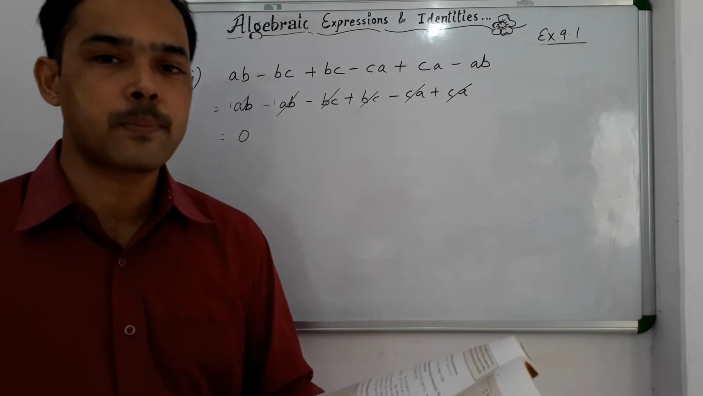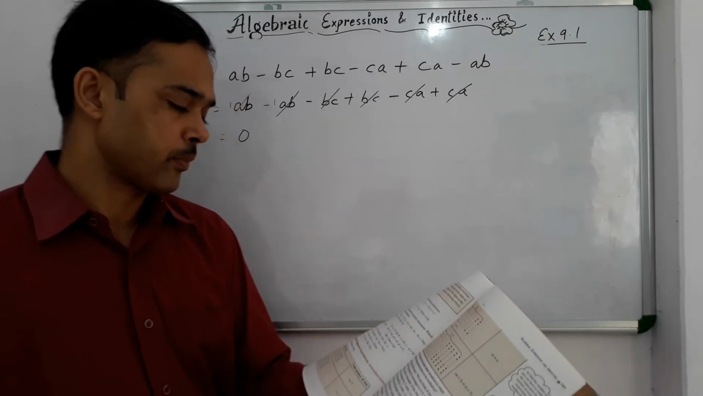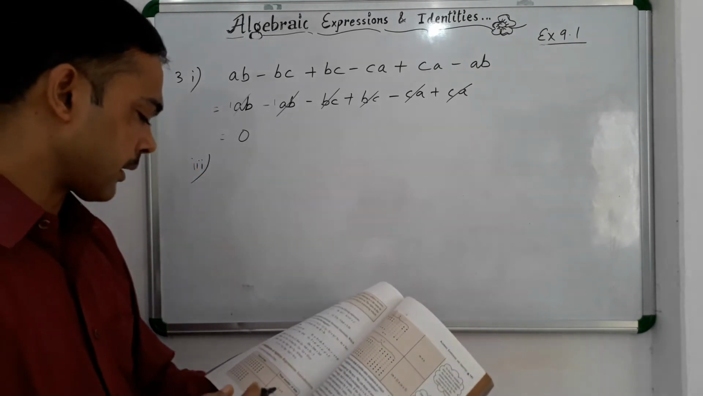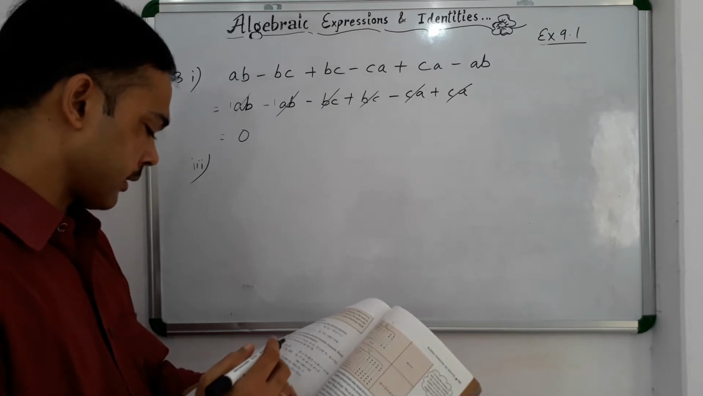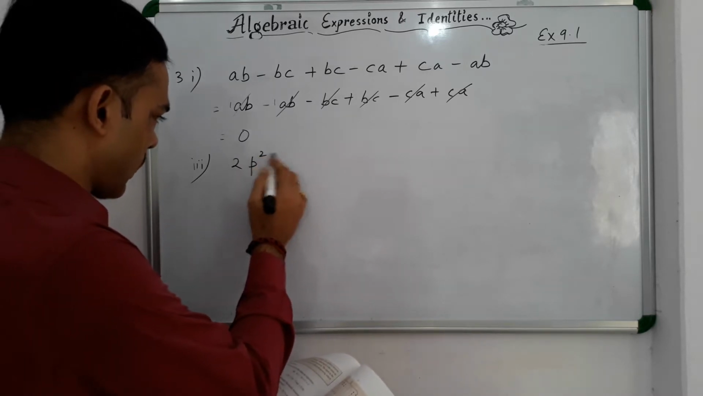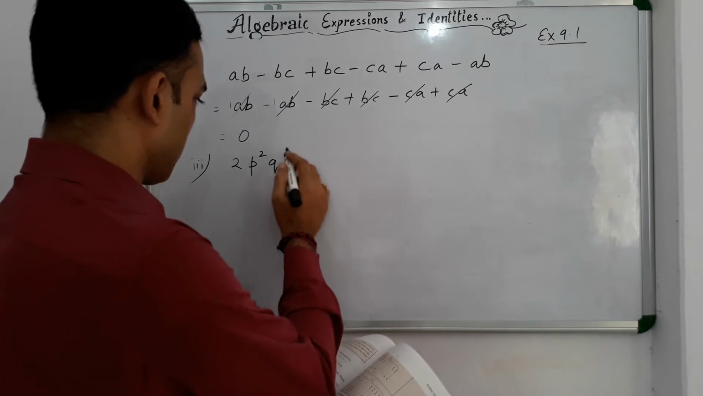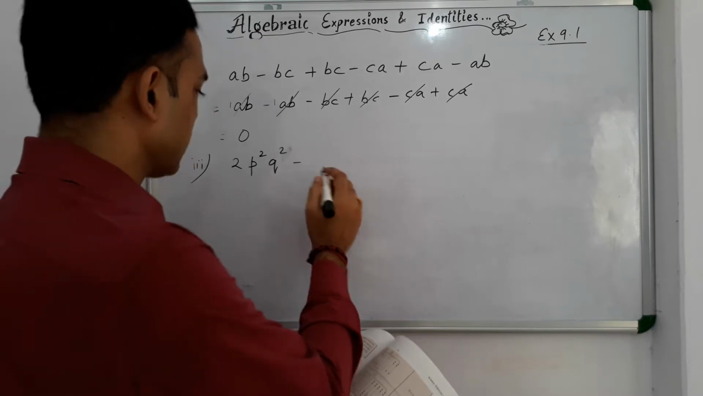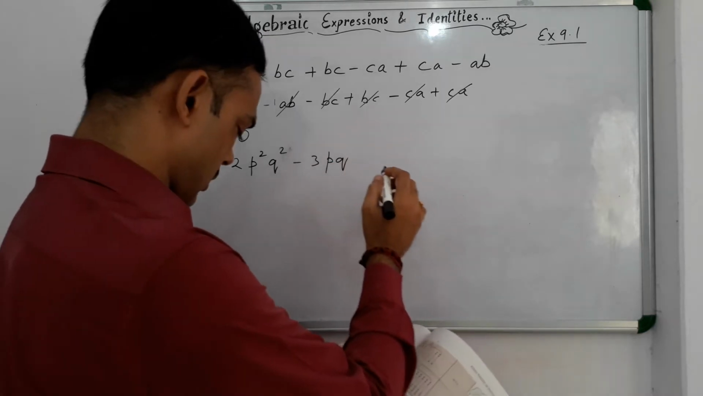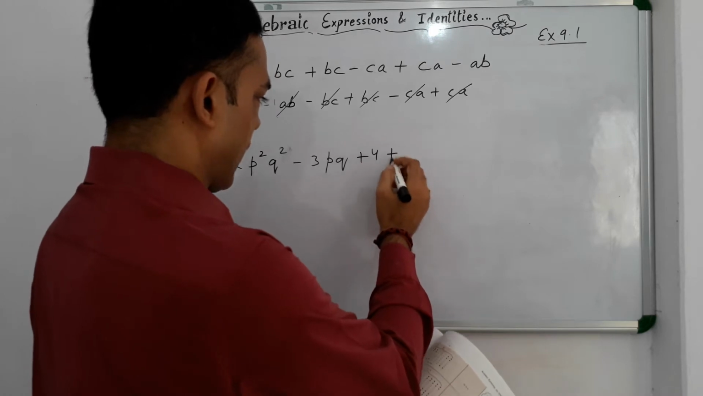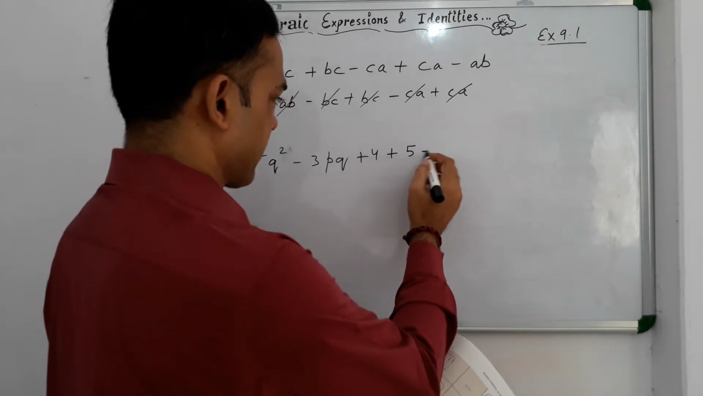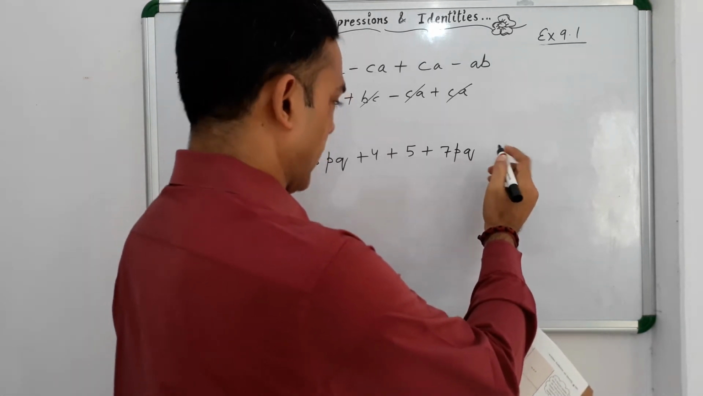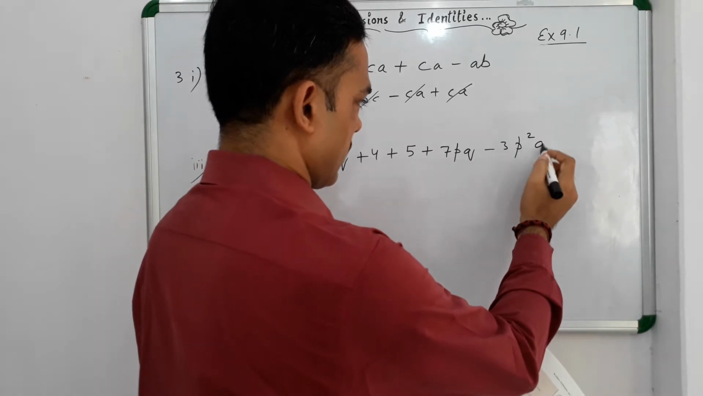Now after the first part, let us move on to the third part. In the third part, let us see what is happening. It is written add the following, and the expressions are 2p square q square minus 3pq plus 4, and the other expression that is given is 5 plus 7pq minus 3p square q square.